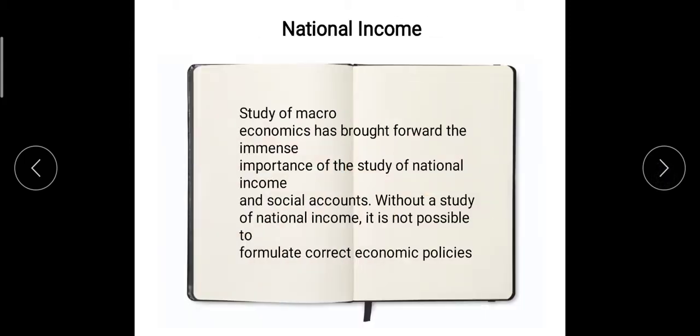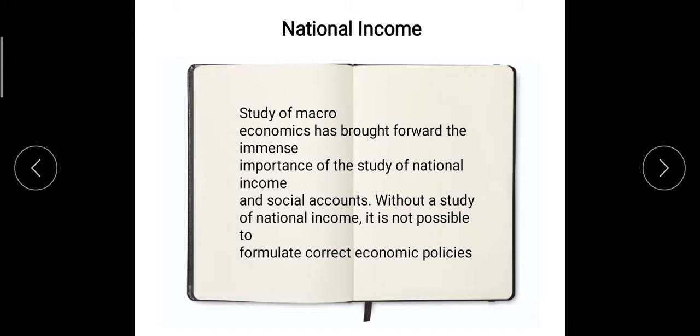Next, the national income. We have come to know from the scope that it is the income theory. It is not the income of a particular consumer or producer, but the national income, the whole of India's income, that we calculate in macroeconomic study. The study of macroeconomics has brought forward the immense importance of the study of national income and social accounts. Without a study of national income, it is not possible to formulate correct economic policies. When we are focusing on the whole economy, the whole nation, we have to calculate the income of the nation also. So national income will be a new chapter coming for you.